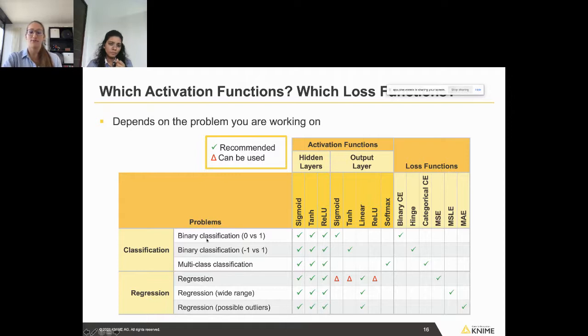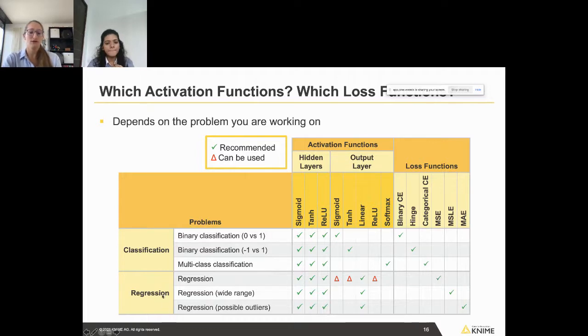For example, if you have a binary classification problem, then you can use Sigmoid in the output layer, like we did in our example, and then use binary cross entropy as the loss function. But if you have a multi-class classification problem, then data scientists often use softmax in the output layer with as many units as you have different classes, and then the correct loss function to use would be categorical cross entropy.